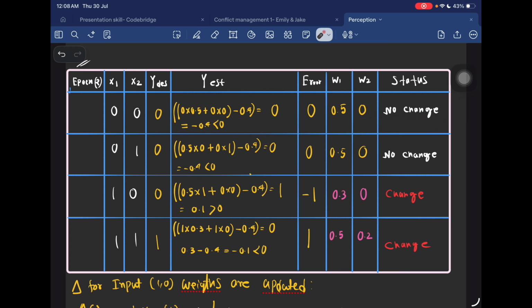Now our second input: x1 equals 0. We multiply it with the weight 0.5, and our second feature is 1. We multiply it with the second weight 0, minus our bias 0.4. Then this comes to minus 0.4, which is obviously less than or equal to 0. So y estimate is 0. Then we find our error, y desired minus y estimate: 0 minus 0, obviously 0. Here we make no change to our weight. The weights are basically 0.5 and 0. Okay.